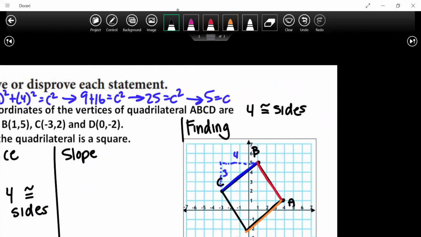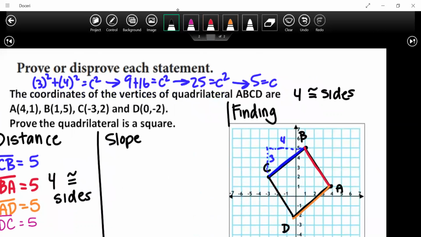So let's check out our slopes. Our slopes from CB. Where's my slope from CB? 3 over 4. Let me try to write this out a little bit nicer. We have BA. Negative 4 over 3. Got to go in reverse. The negatives do count when we're talking about slope, right? Slope is going up is positive. If we're going down, we're negative. So in this case, BA is going downwards for your reference.